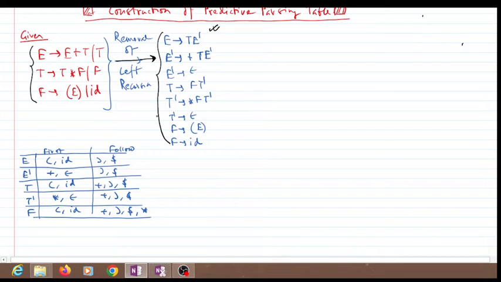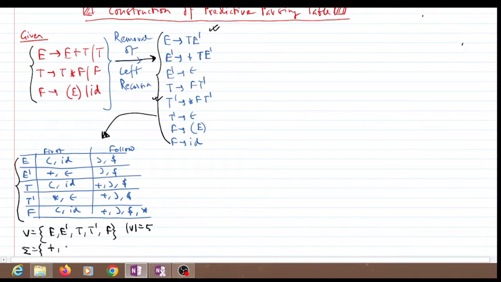After removing the left recursion, we have to find the first and follow for all the variables in this set of production rules. Here, how many variables are there? The variables are E, E dash, T, T dash and F. That is, there are 1 2 3 4 5 variables. Now let us see how many terminals are there. The terminals are plus, star, opening bracket, closing bracket and id. So how many elements are there in the set of terminals? 1 2 3 4 5 elements are there.